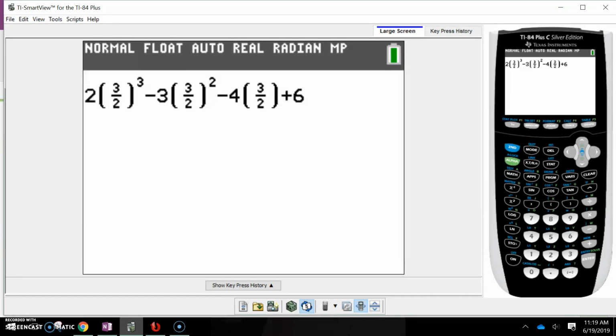So I did a couple, but the first one I found was 3 over 2 was the first one that worked. So I'm going to show you what this looks like. So let's say this was the first one I tried. And so I put that in the calculator. So if you notice, I replaced x with 3 over 2. And if I hit enter, what happens is I get a value of 0. So by the factor theorem, that tells me that I have found a 0.